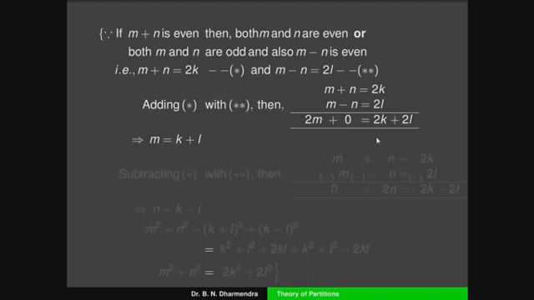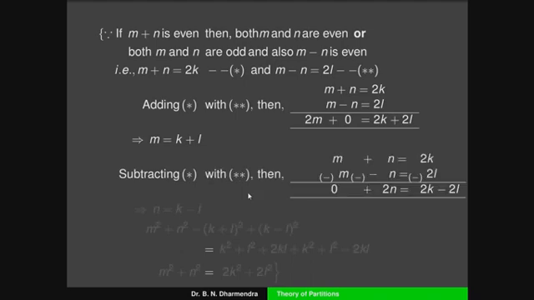Similarly, after subtracting these two equations, star and double star, m plus n is equal to 2k and m minus n is equal to 2l. Subtracting, m cancels and we get 2n equal to 2k minus 2l. Taking 2 as a common term, the 2 gets cancelled, which implies n is equal to k minus l.